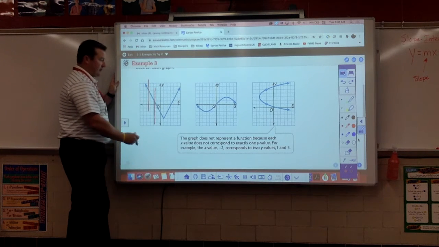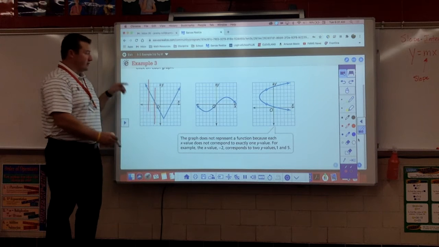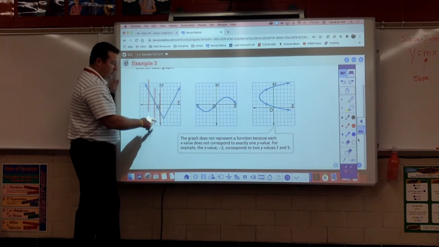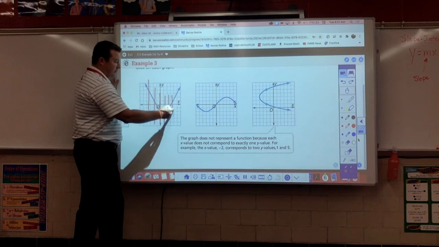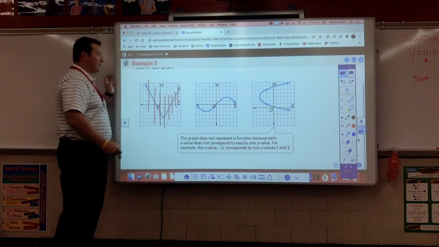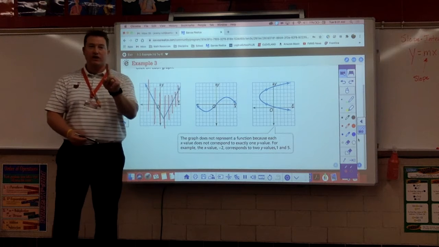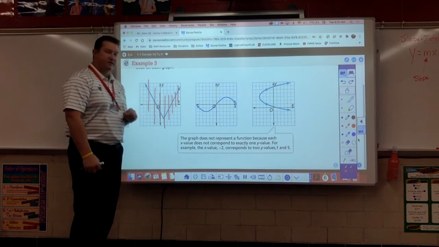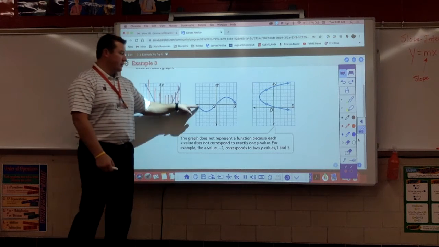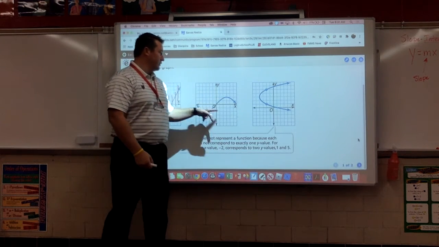I could draw another vertical line right here. It still only goes through the function one time. And I could draw one here. Same thing, guys. I could draw as many vertical lines through this function as I want. All of these vertical lines only go through one time. And that's how our test works. If it only goes through once, good to go, you're a function, right?